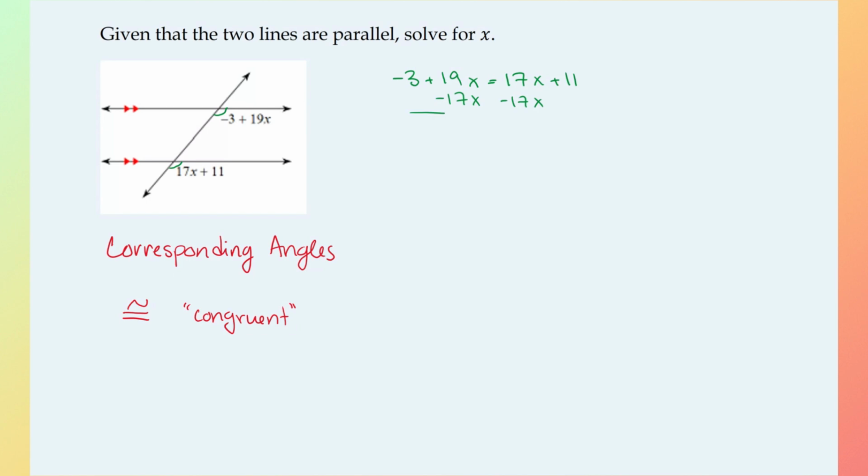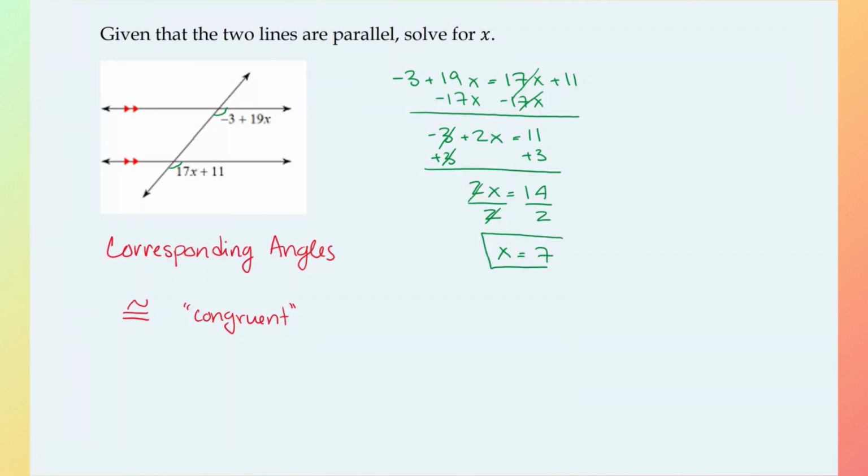So using inverse operations, I'm going to combine my x's by subtracting 17x on both sides. We're left with -3 plus 2x equals 11. Add 3 to both sides. We're left with 2x equals 14 and divide by 2. And that gets us x equals 7. So looking at parallel lines, look at the angle relationship and set up your equation.